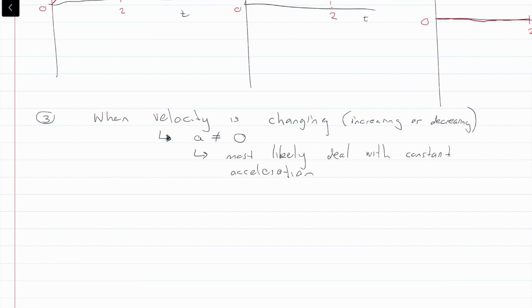Let's sway away a bit. Example. Let's say a car is accelerating at 5 meters per second squared for 10 seconds. Draw the velocity time graph and all the other graphs. Okay, I'm happy with that.